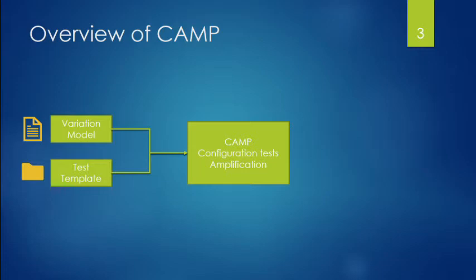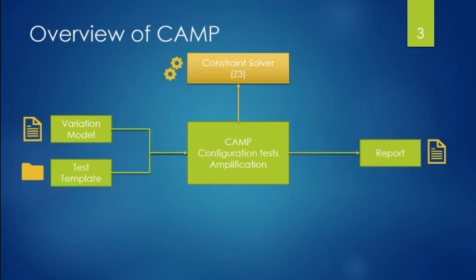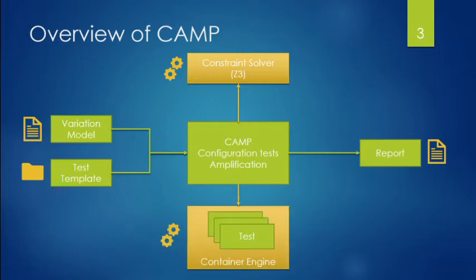Once we have those two inputs, what we get with CAMP is a report that tells us which tests have passed and which tests have failed in what configuration. To do that, CAMP uses two things. The first is a constraint solver to compute all the possible configurations that can be built from the variation model. And then it uses the container engine, in that case the Docker platform, to deploy every single configuration in isolation and ensure that tests are not interfering with one another.